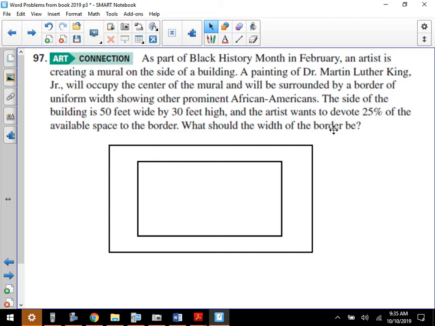By the time you get here, we know that the overall dimension was 50 by 30.